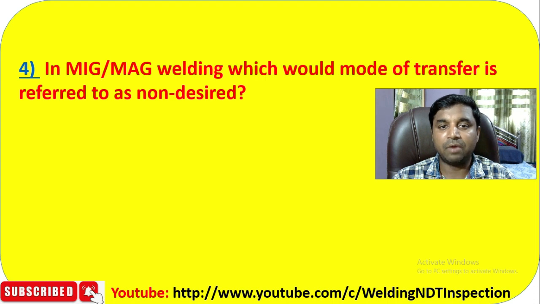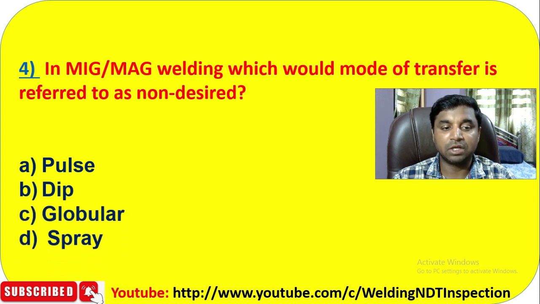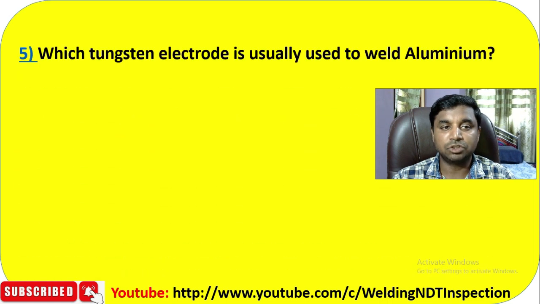Question number 4. In MIG/MAG welding, which mode of transfer is non-desired? So which one is non-desired? You have to know: pulse, dip, globular or spray. So globular is the non-desired one. So answer is C.